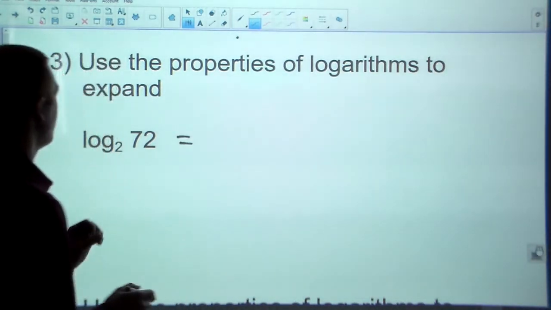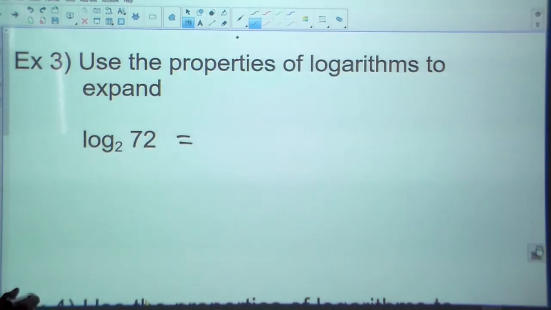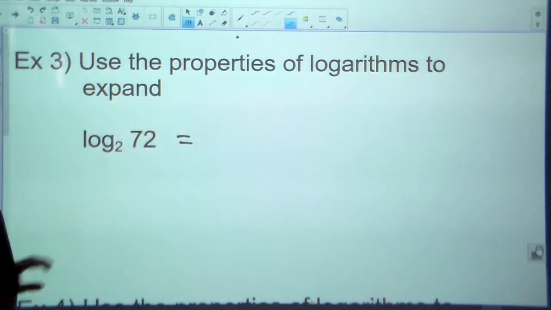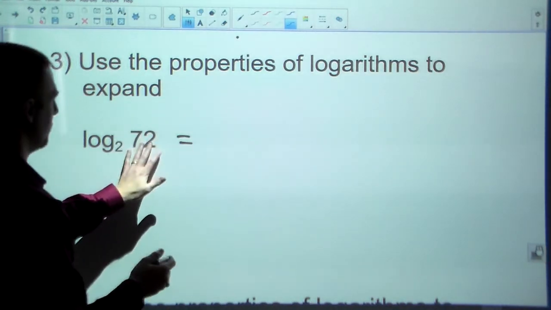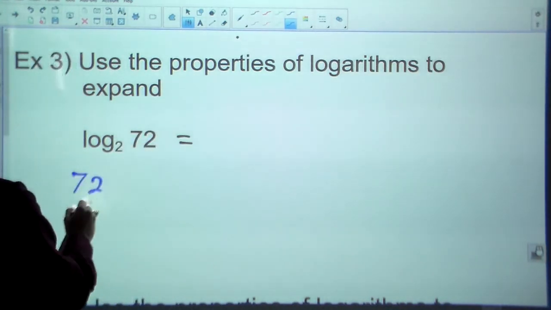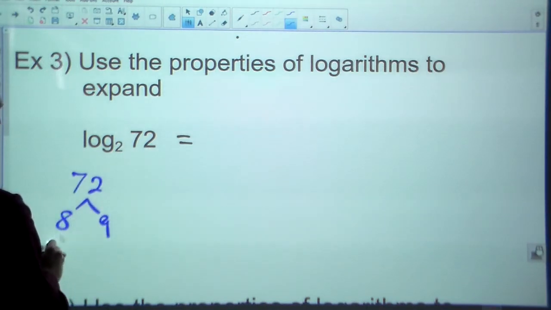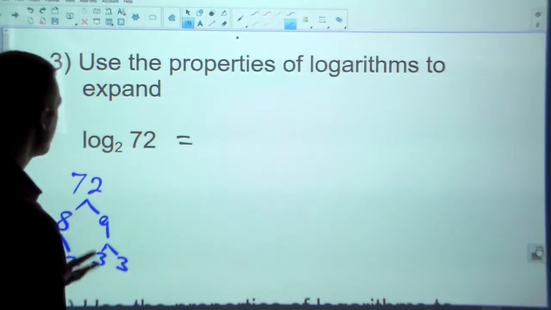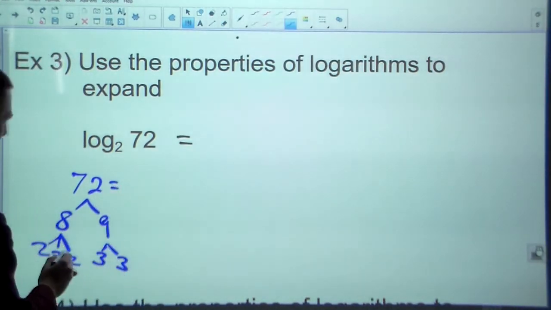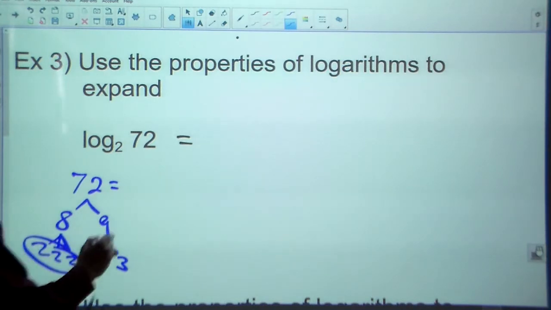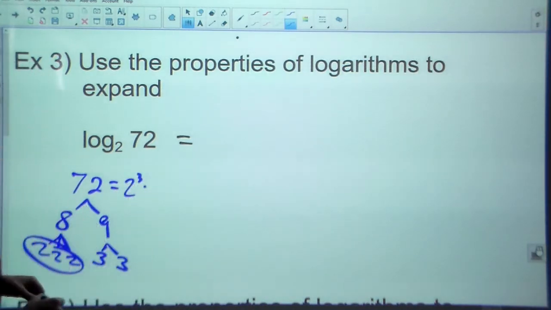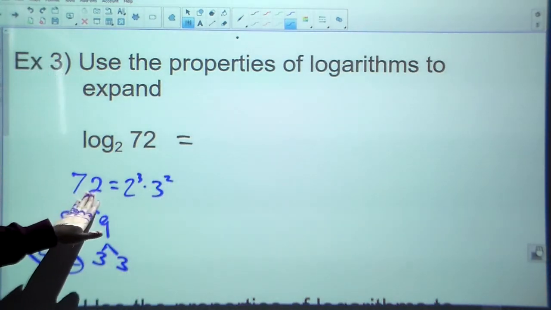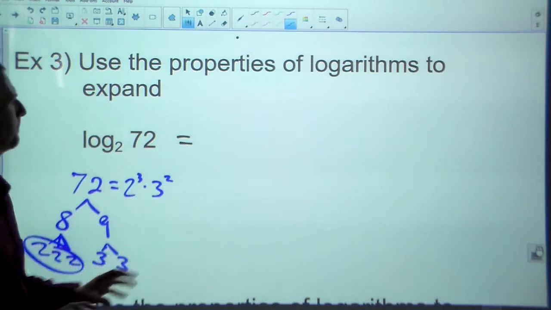So log base 2 of 72, we're supposed to expand this out. What I recommend first is take the number that is inside your logarithm and break it down to prime factors. So 72 is 8 times 9, 8's 3 2's, 9's 2 3's. Once you've got this into prime factors, just think about how you'd write that. 3 2's would be 2 cubed, and 2 3's would be 3 squared. So 72 is the same thing as 2 cubed times 3 squared.